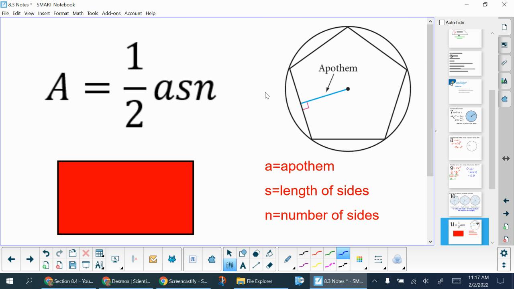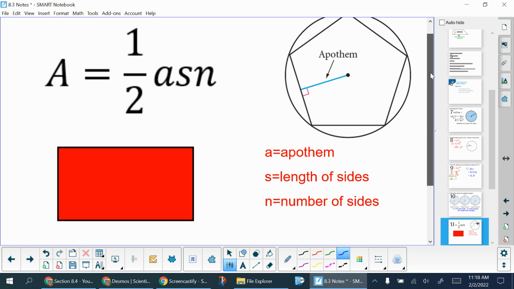So the formula we're going to end up being able to use here is 1/2 times A times S times N. A is the apothem, that's like the height. S is the side length, that's the base, the 1/2 for the triangle. N is just the number of sides. And so that's exactly what you would think it is. It's find the area of the triangle, multiply by the number of triangles.